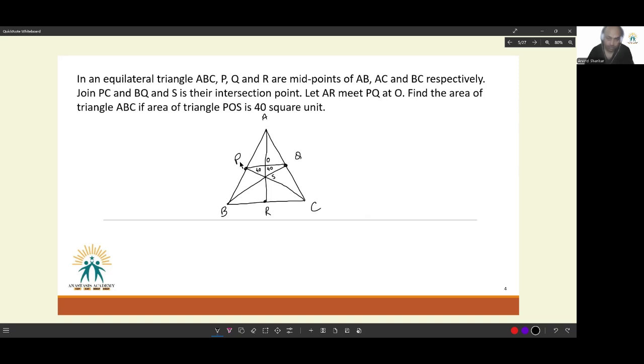Now look at triangle PSQ and BSC. These two are similar triangles because this line joining the midpoints is going to be parallel to the base. So this angle will be same as this angle, and so on and so forth. Now, PQ's length by midpoint theorem is half BC's length. So if the area of PQS is 80, area of BSC should be 4 times of that, will be 320.